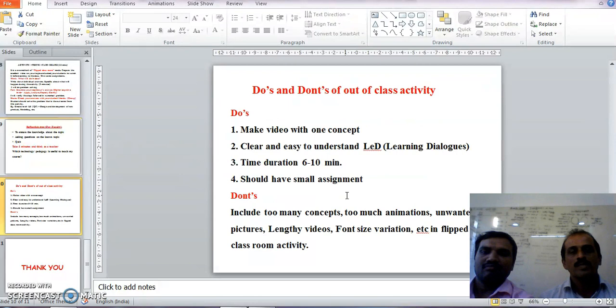So these are some of the do's and don'ts which should happen in the classroom activities. Make a video with one concept. Don't involve too many concepts. Keep it clear and easy to understand by using learning dialogues. Time duration maximum of 10 minutes, and it should have a small assignment. Never use too many concepts in one shot. Too many animations, unwanted pictures, lengthy words, all these things create a nuisance, and lengthy videos which nobody will watch. So this is what exactly should happen.